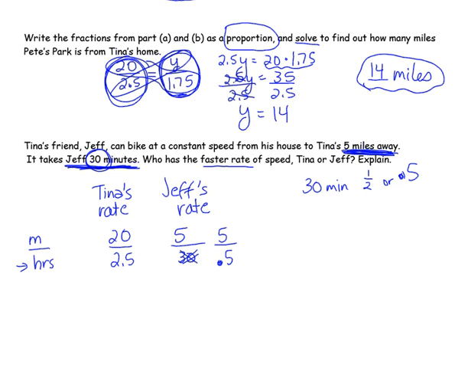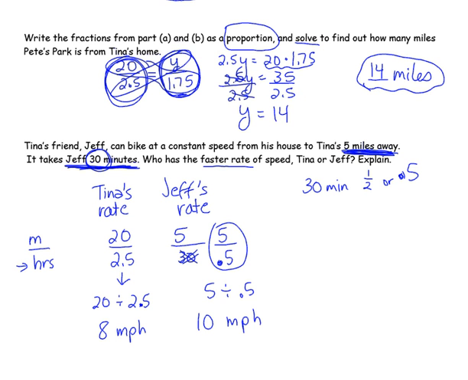Now we want to compare these. Tina's rate. They have different denominators, so they're difficult to compare as they are. But we can find out how far each person travels in 1 hour and then compare those amounts. So 20 divided by 2.5 will be the unit rate. And that gives us 8 miles per 1 hour. And then here, the division, 5 divided by 0.5, gives us the unit rate. And that gives us 10. That means 10 miles per 1 hour.